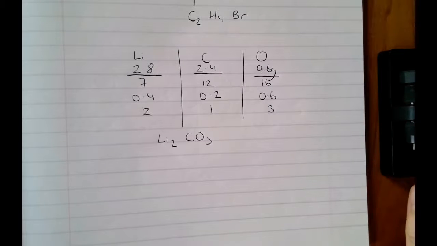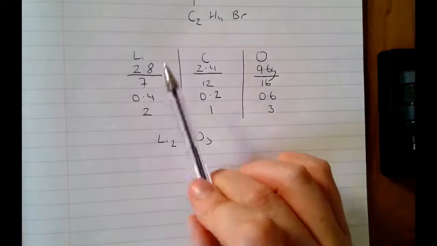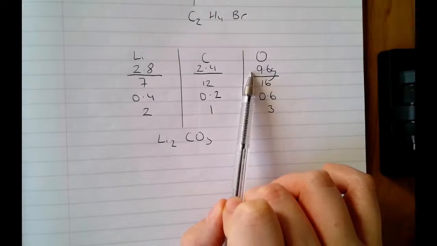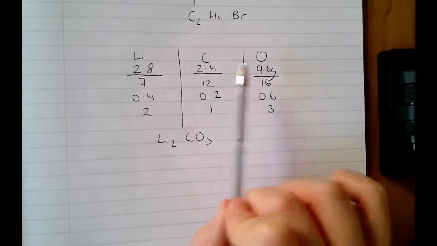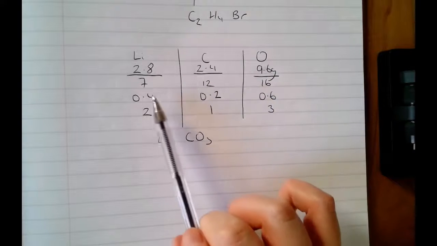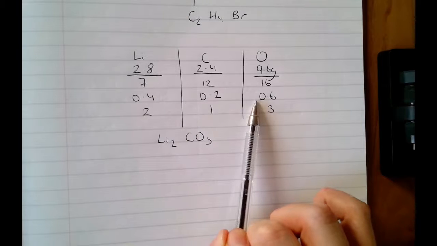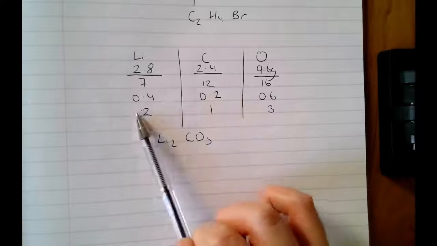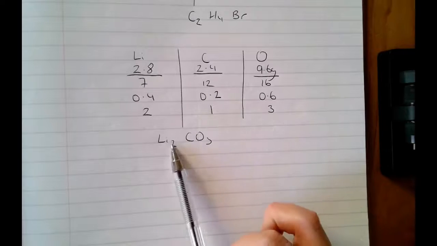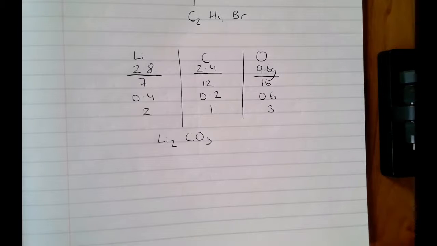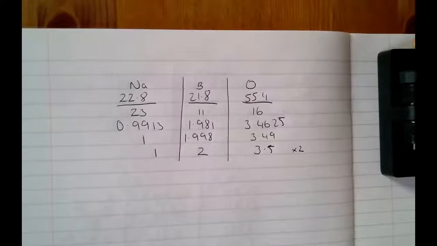Next one, lithium, carbon and oxygen. So you were told how much lithium you had, you were told how much carbon you had, but then you had to calculate how much oxygen you had. So you should have got 9.6 grams for oxygen. Once you know all of your masses, you're dividing all of your masses by your atomic mass, and you get 0.4, 0.2, 0.6. The smallest of these 3 numbers is 0.2. You divide everything by 0.2, and you get 2, 1, and 3. Gives you Li2, 1 carbon, and 3 oxygen. So Li2CO3.